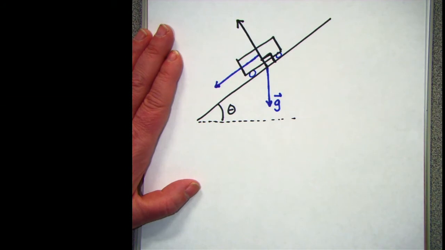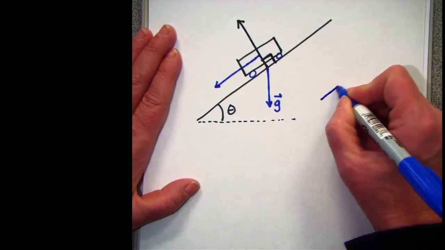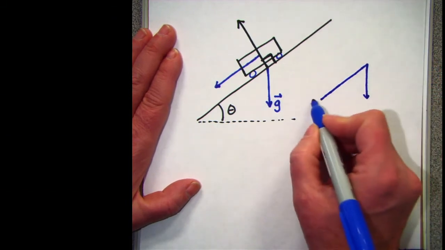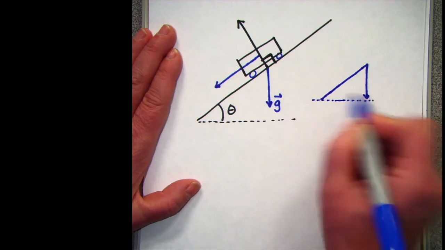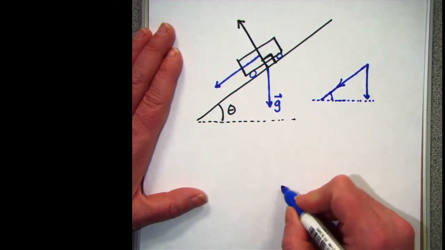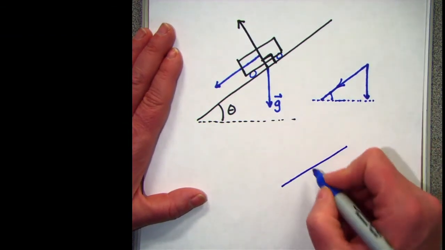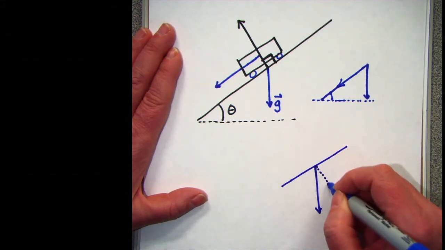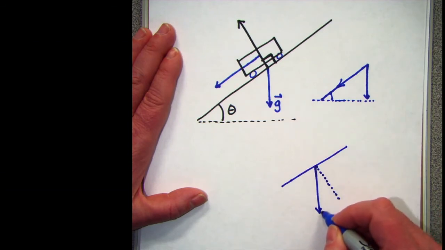But the question is, if I have something that looks like this, I want to know that component that's falling along that direction. I've got a few things I have to take into account. So a lot of times what's really handy is if I have my gravity come down here, I'm going to draw my triangle just a little bit different.